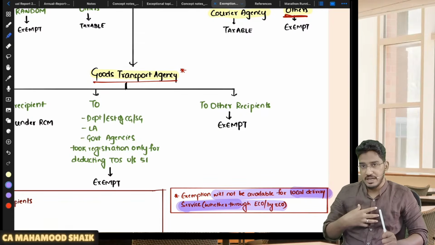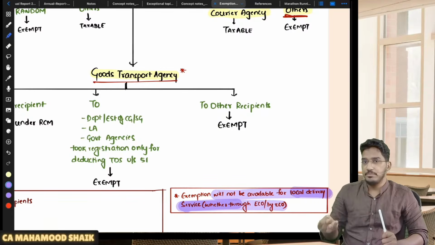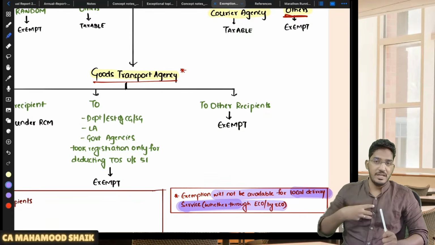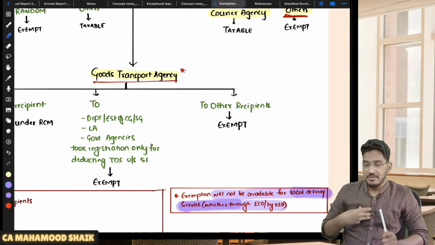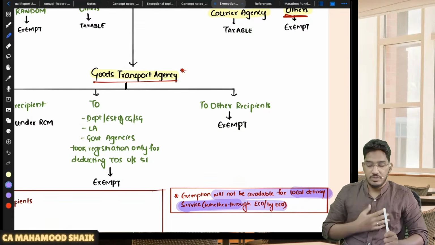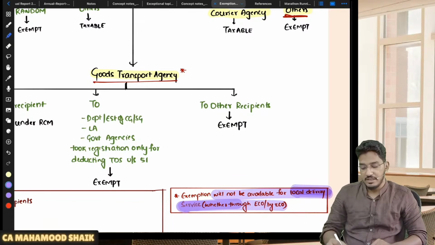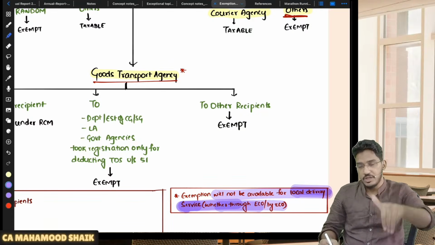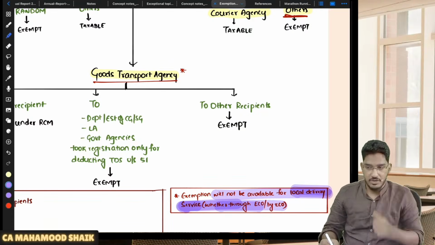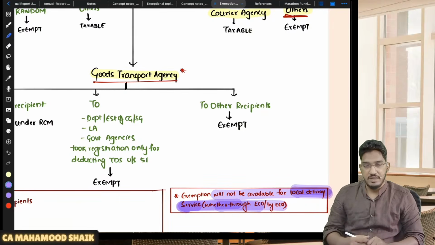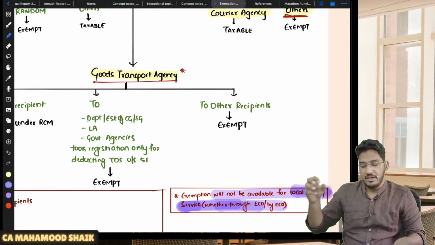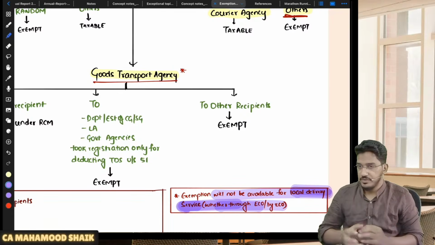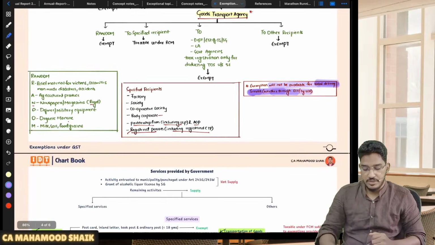If local delivery services are happening through Rapido, Parcel, Zepto, or Blinkit, for which we are paying, the government doesn't want to exempt them. That's why they said exemption will not be available for local delivery services, whether provided through an e-commerce operator or by an e-commerce operator. They want to bring them under the taxation purview. Clear? So these are the goods transportation services.